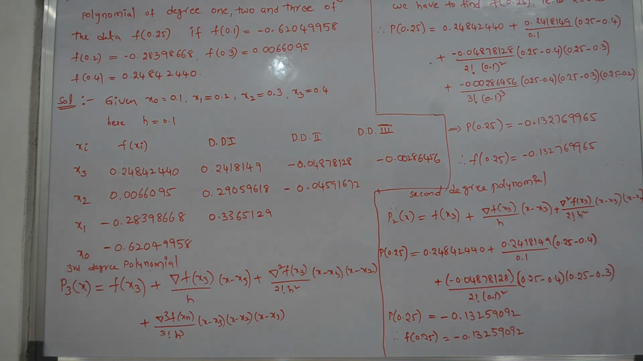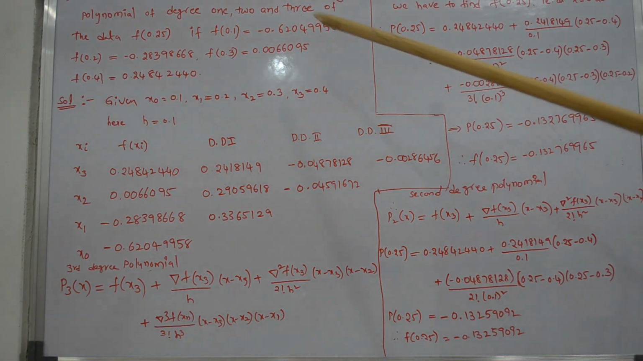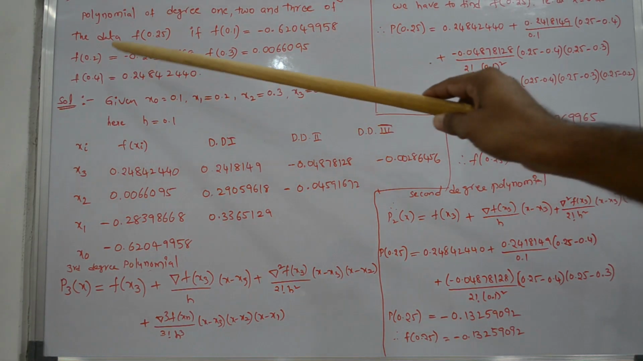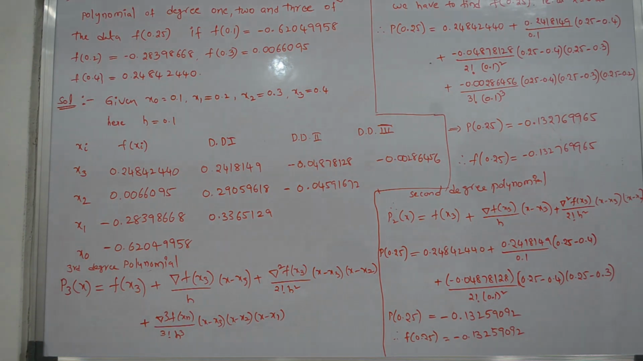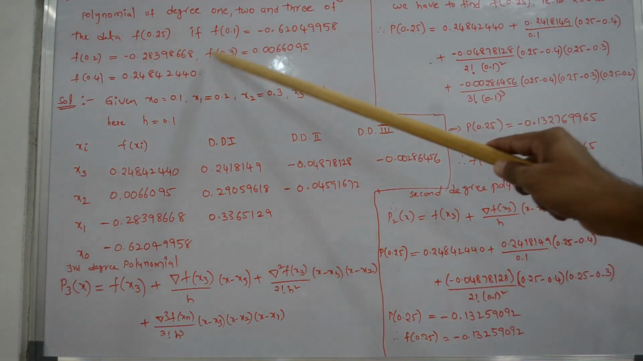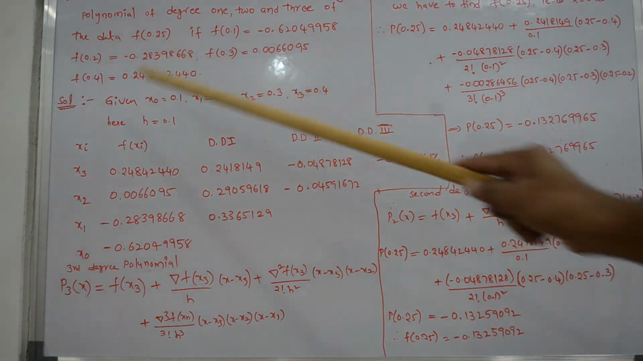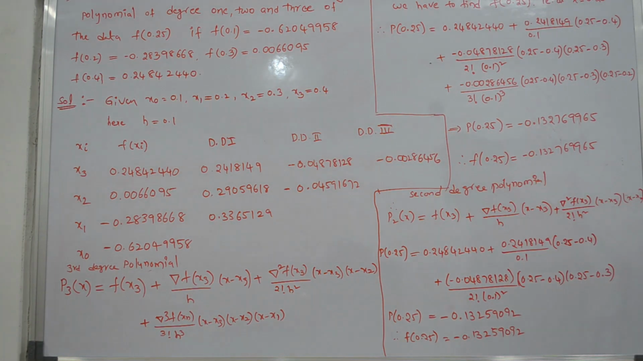The given data is f of 0.1 equals minus 0.62049958, f of 0.2 equals minus 0.2839, and so on, f of 0.3 equals 0.00660095, and the f of 0.4 value is also given. So what do we have to find out from this?